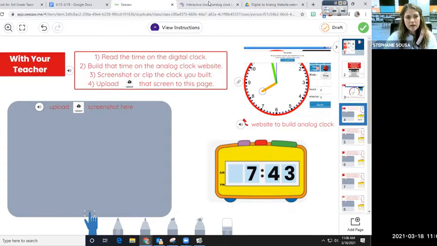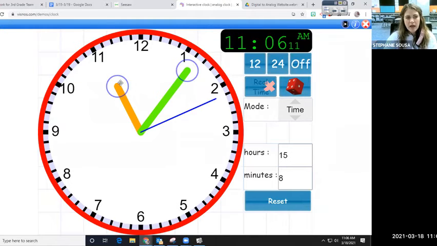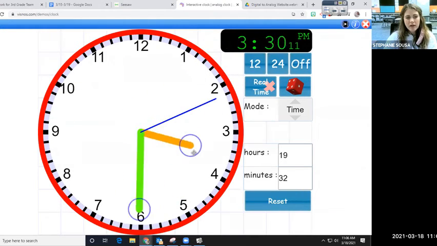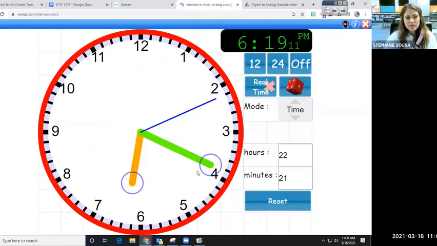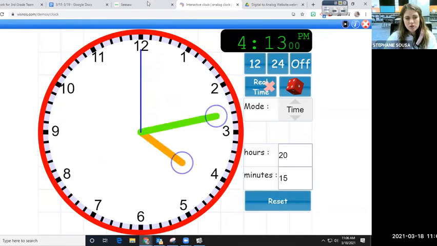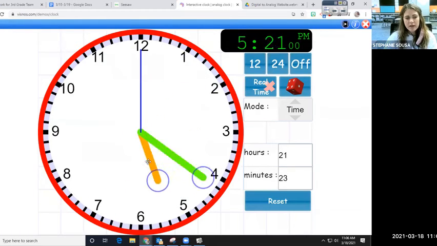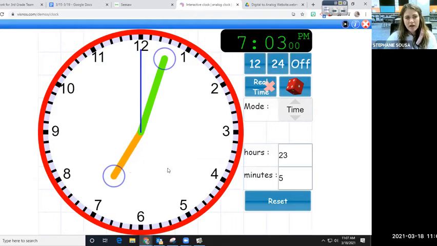So let's go to our analog clock. We need to show 7:43. I like to drag that hour hand around to 7 because if I were to do it by the minute, look how much slower that is. So I just move that hour hand. I'm going to get it in the 7 o'clock hour. Okay, 7.